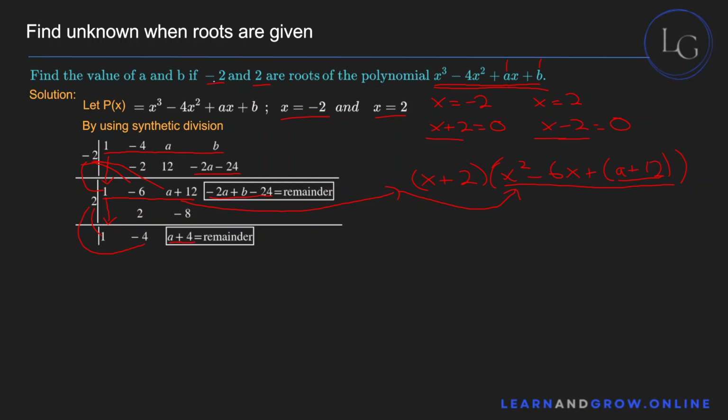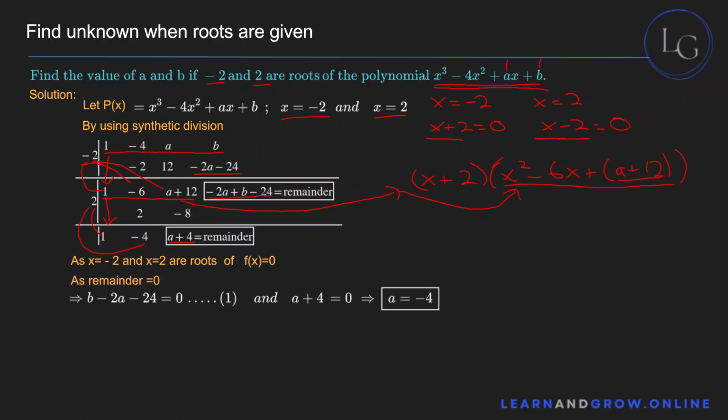Now, since -2 and 2 are confirmed roots of the polynomial, that means that these two remainders are both equal to 0. So you'll write down both is equal to 0. So you'll get this value of a as -4 when you put a plus 4 is equal to 0. And then you'll plug in the value of a, which is -4, into this second equation. And upon doing that, you'll find the value of b, which is 16. So you have found the values of a and b. And hence, you've solved the question.